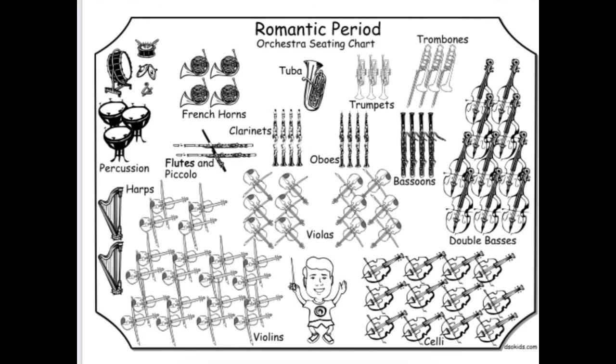Now let's look at the romantic period. So the romantic period seating chart is similar. It just involves more instruments. And that's because during the romantic period, musical forms were greatly expanded. And so that meant more larger works of music. So the symphonies were longer. They had more instruments in them. So that required bigger orchestras.